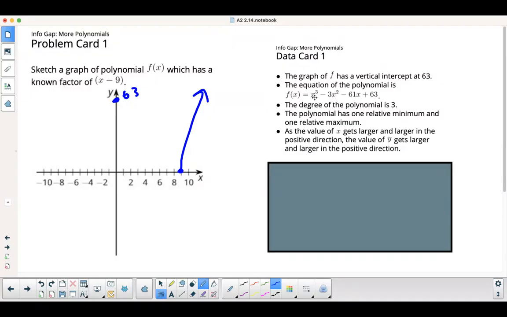So if it's a positive lead coefficient and an odd degree, we know the left side is going to go down. Okay, so I know this side, somewhere down here, it's going to have to cross through the x-axis here. So let's see here. Does it give us any other info? Has one relative minimum and one relative maximum.